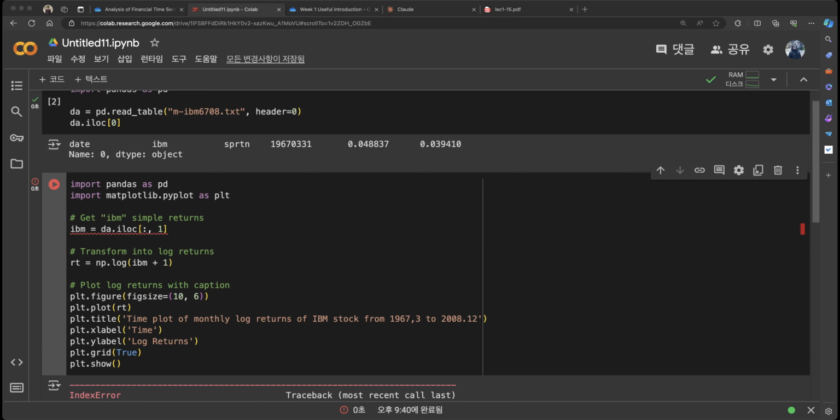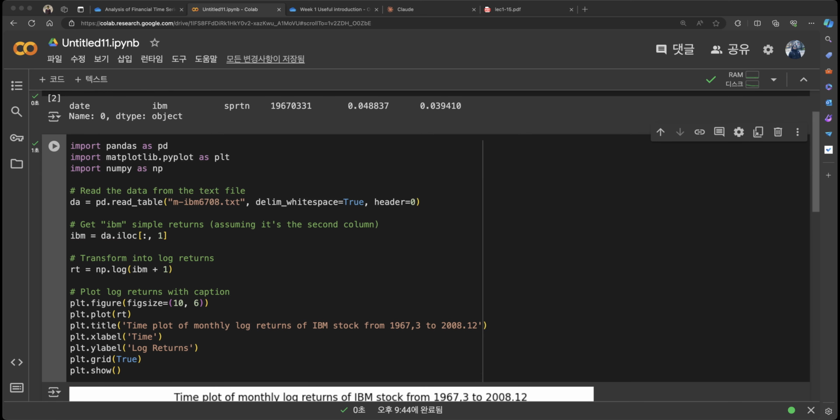This is just a moment. Okay, there is a small code error. Okay, so I changed it.